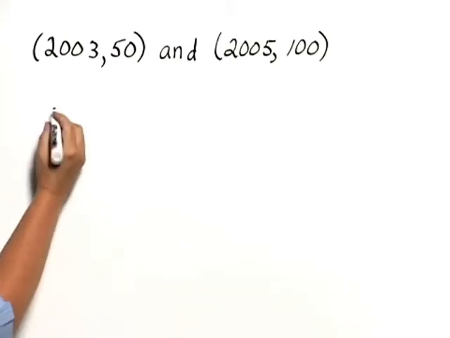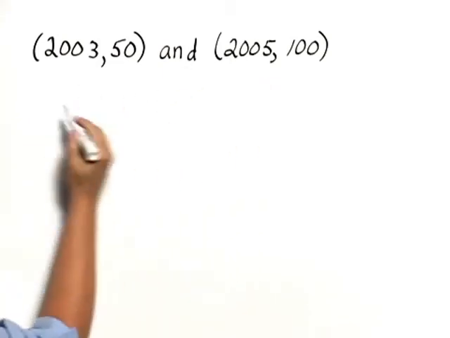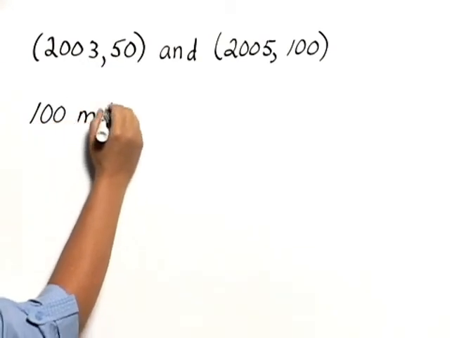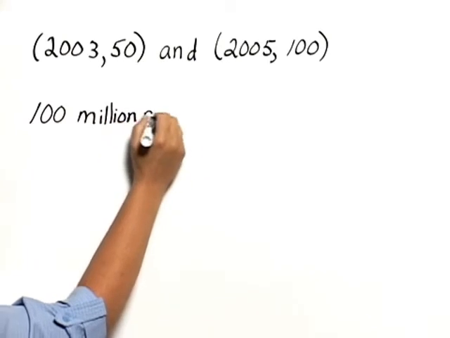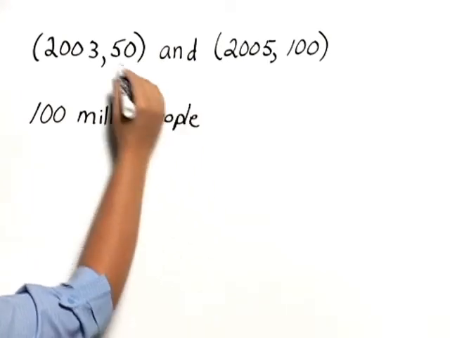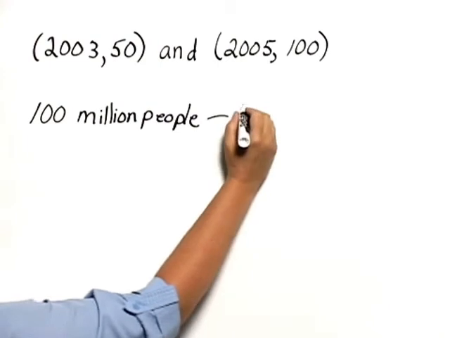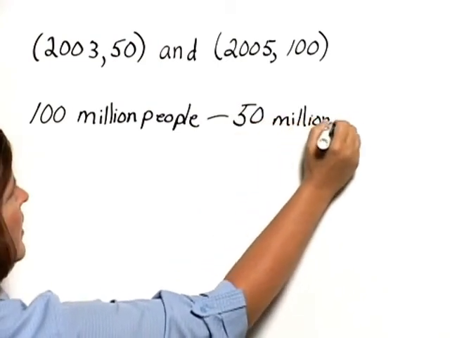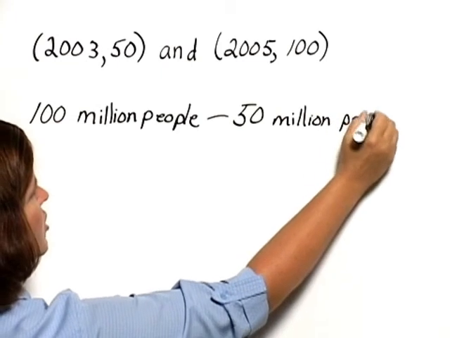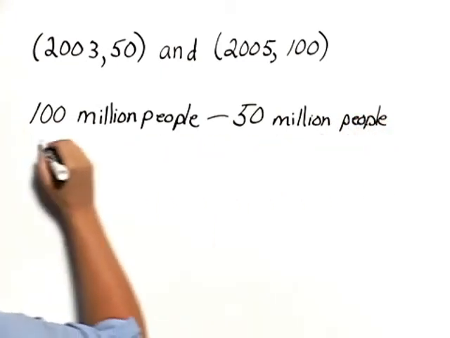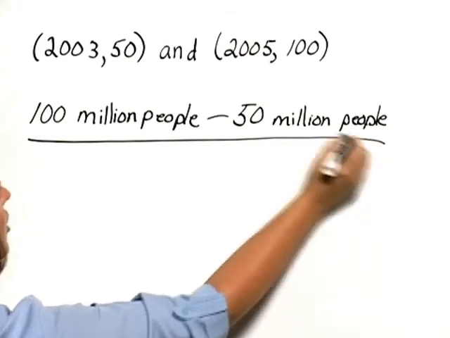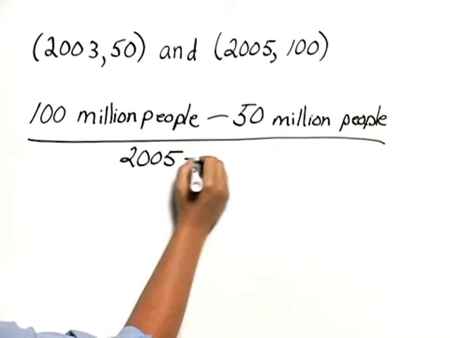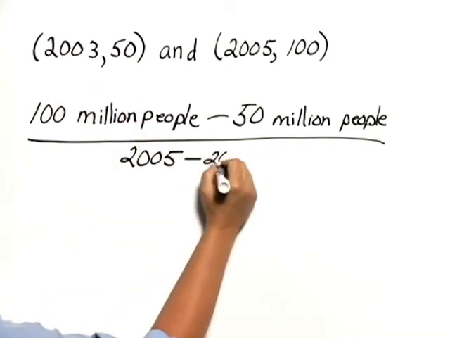We will have 100, which you remember stands for 100 million people, and we will subtract 50, which stands for 50 million people. And this would be the vertical change between these 2 points, and we'll divide that by the horizontal change, which would be 2005 minus 2003, and those are years.